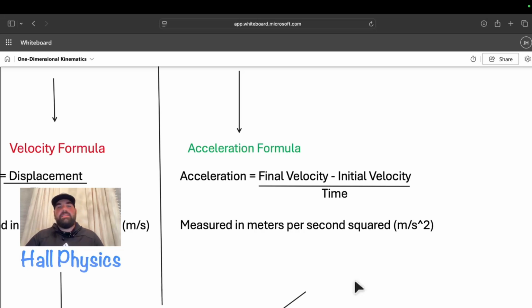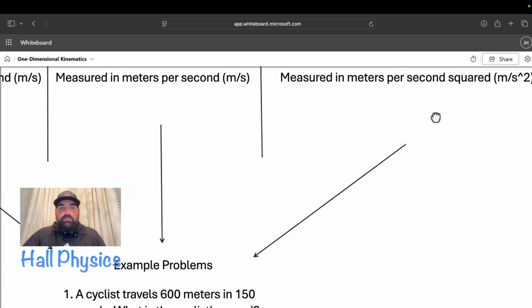All right, so that's kind of just a broad overview of those three concepts in one-dimensional kinematics, going through the three broad categories. Now we're going to put what we learned into practice with some example problems here. Okay, so let me scroll down real quick.